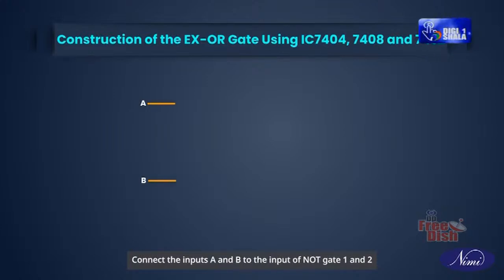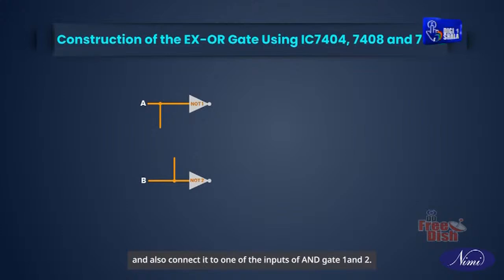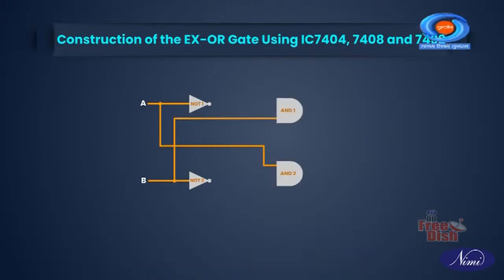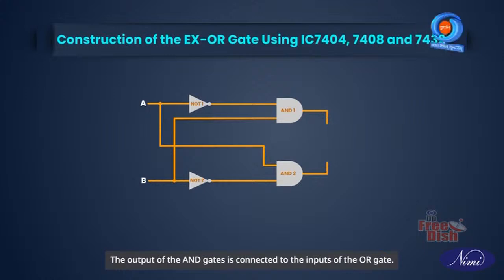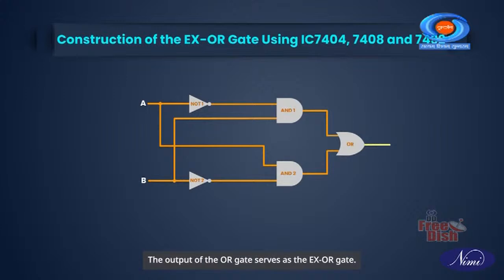Connect the inputs A and B to the input of NOT gate 1 and 2, and also connect them to one of the inputs of AND gate 1 and 2. The output of the NOT gates is connected to the input of the AND gates. The output of the AND gates is connected to the inputs of the OR gate. The output of the OR gate serves as the XOR gate output.